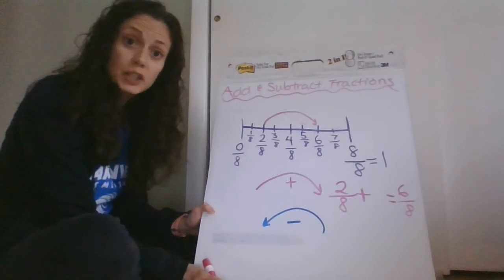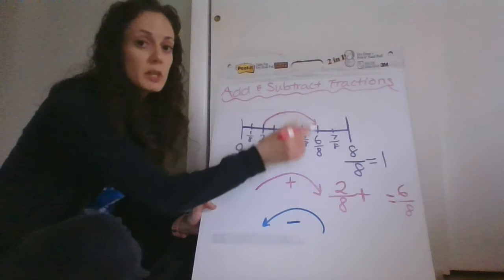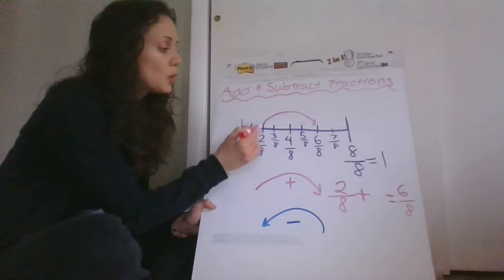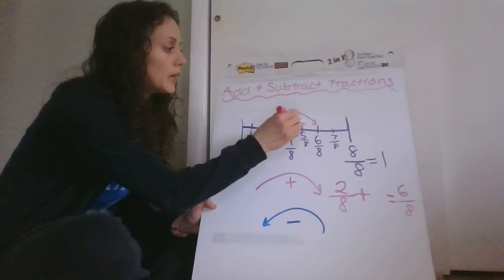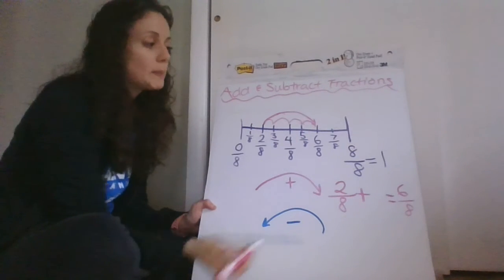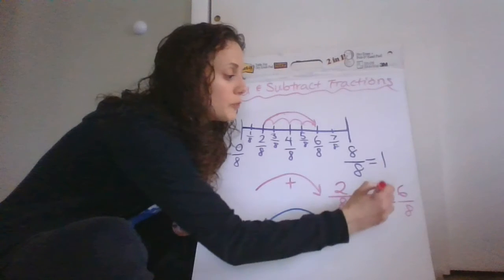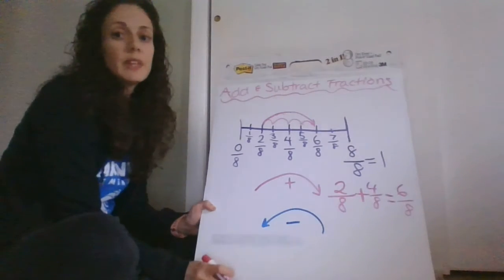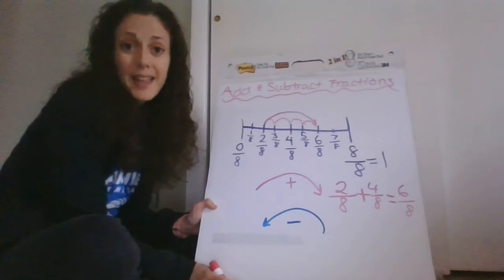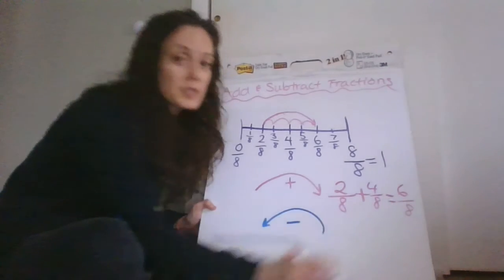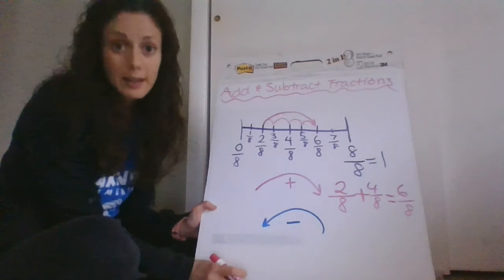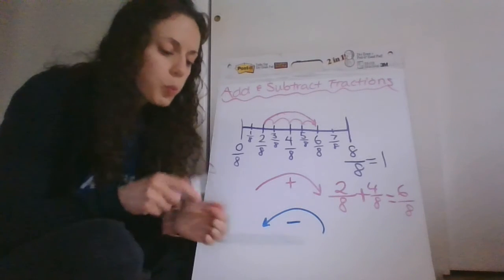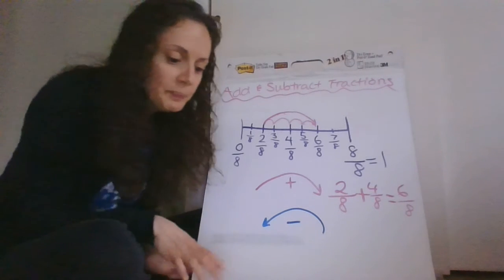So how much do I add to it? Well, I have to count all the markers in between 2 and 6. So 1, 2, 3, 4. So that means 2/8 plus 4/8 equals 6/8, which makes sense because we know that the denominator does not change, and 2 plus 4 equals 6. Okay, so that's one of the types of problems you're going to see.